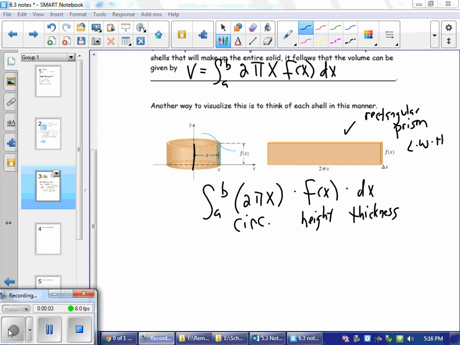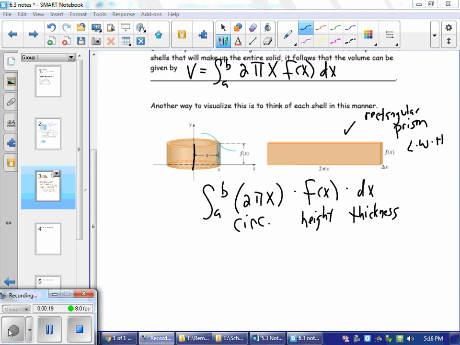Okay, second video on volumes by cylindrical shells. So last time we had developed the formula for that, which is, remember, basically integrating the circumference of the shell times the height of the shell times the thickness of the shell.